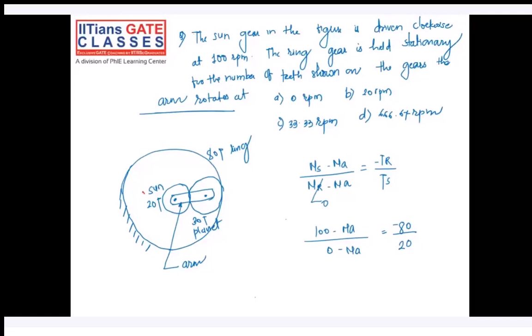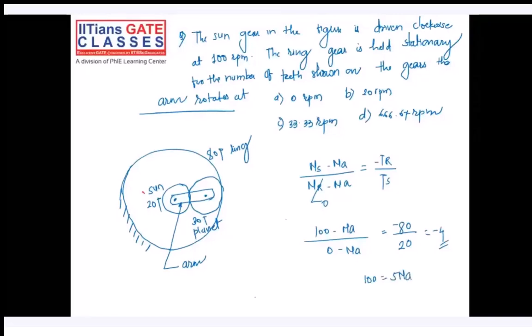So how much is it? It's minus 4, and minus times minus becomes plus 4 Na. And this minus Na will come there. It is 5 times Na equal to 100, and Na you will get as 20 RPM. So that's why option B is correct in this case.